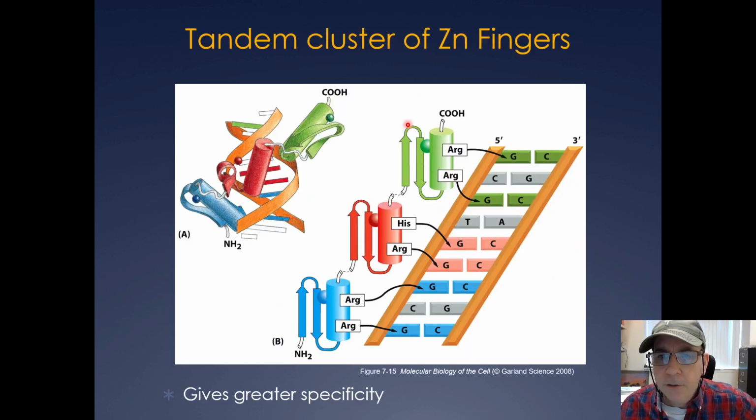And here's an example where these zinc fingers can be tandemly clustered together. You have this one protein, and you can see the interactions: the arginines in the first zinc finger, histidine and arginine in the second zinc finger, and two arginines in the third zinc finger are interacting with all of these guanosines in the DNA. Okay. And the more of these domains, the greater the specificity, because the more DNA sequence it will cover and interact with. Okay.